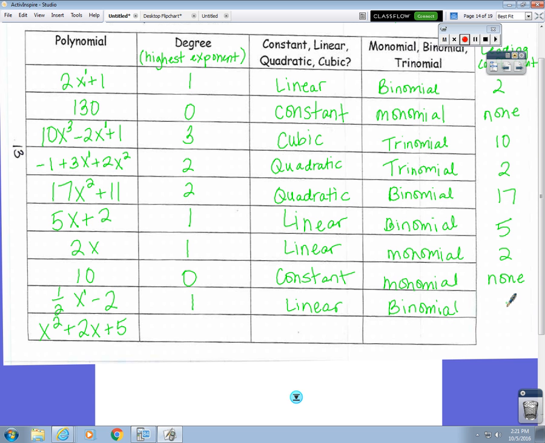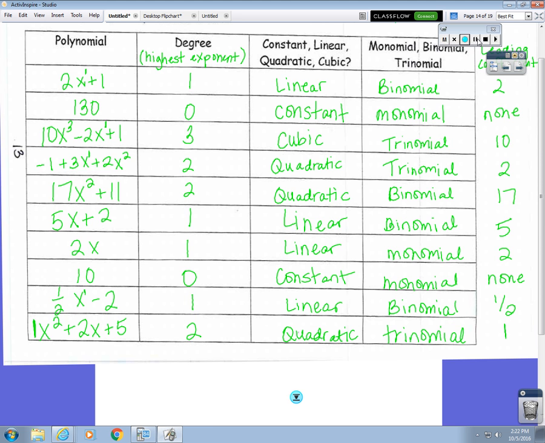And then Caitlin, what's the degree? I mean the leading coefficient? 1/2 is right. Okay? Chloe, the degree of this last one? 2, which makes it what, Jalen? Quadratic. What size is it, Mia? Trinomial. And then what is the leading coefficient? Anybody? 1. Guys, that's the first variable. Isn't there an understood 1 in front of it? So 1 is the leading coefficient.